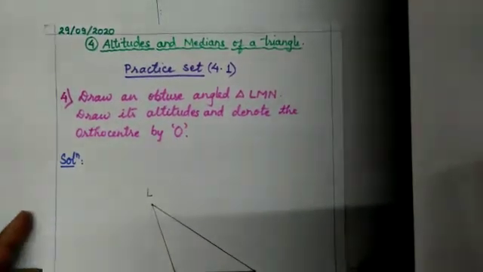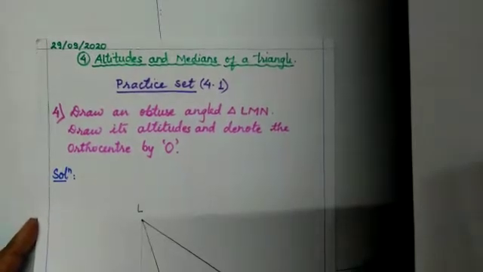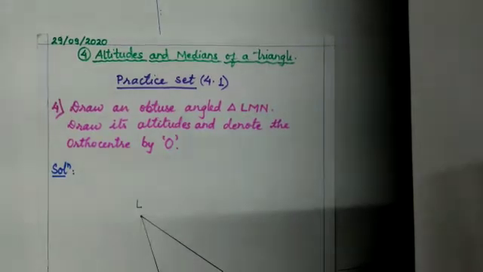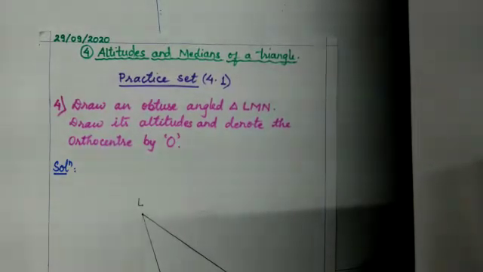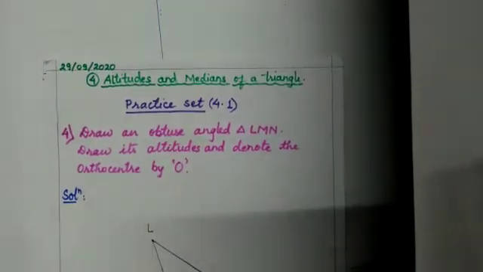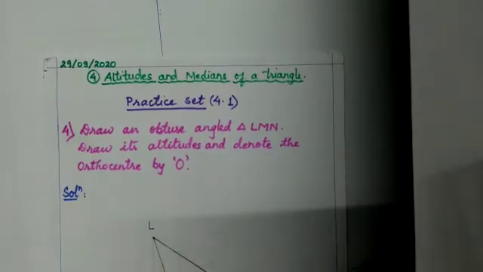Good morning students. Let us continue our today's class with chapter 4, altitudes and medians of triangle. In the previous class we have studied practice set 4.1 and we have completed question number 1, 2 and 3 of it. Today we will begin practice set 4.1 question number 4. So what is the question?